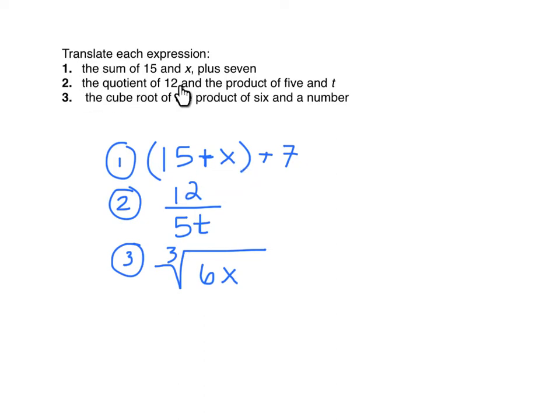The quotient of 12 and the product of 5 and t. So the quotient of two things goes from top to bottom, top divided by bottom. So the quotient of 12 and the product of 5 and t is 12 over 5t. The cube root of the product of 6 and a number. So a cube root with the 3 out here as an index, and it's the product of 6 and a number on the inside.